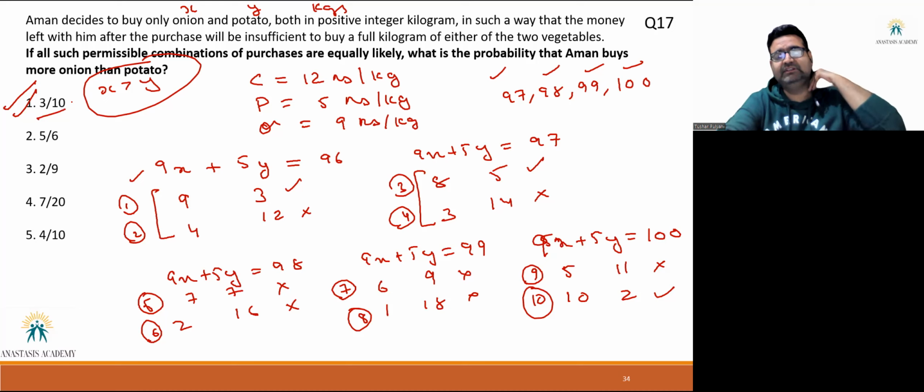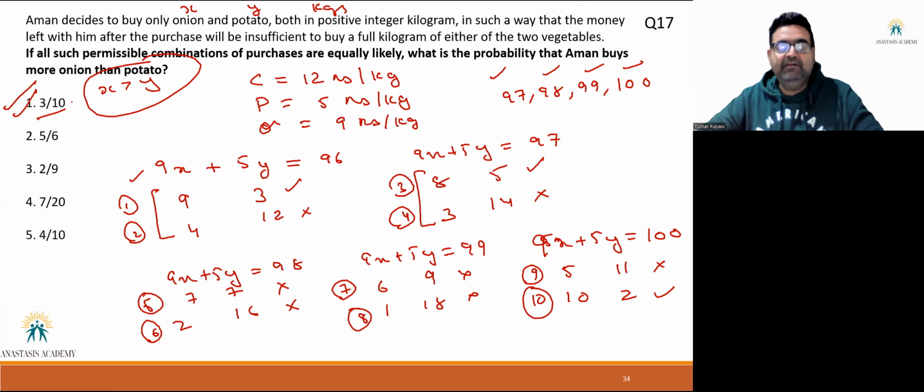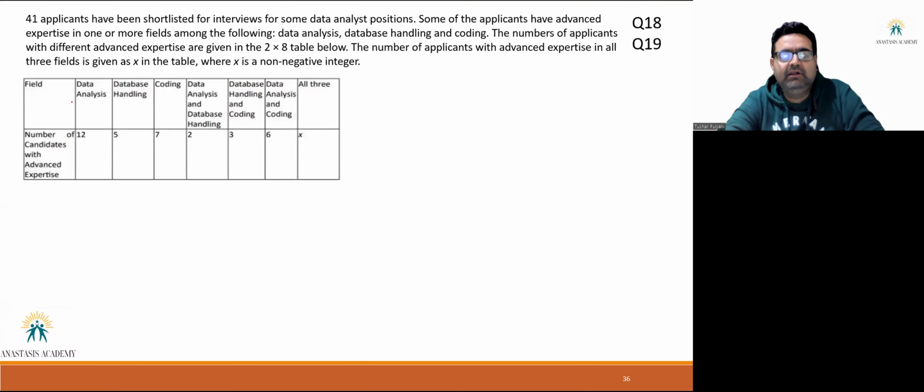So it was just like question 16. 17 was very conceptual and not very difficult to handle. But yes, you had to solve all 10 integral solutions and see how many of them have onions more than potato. So it was a lengthy question. You could have kept it for later on, depending on how much time you have left.